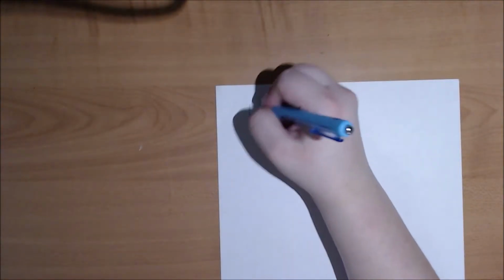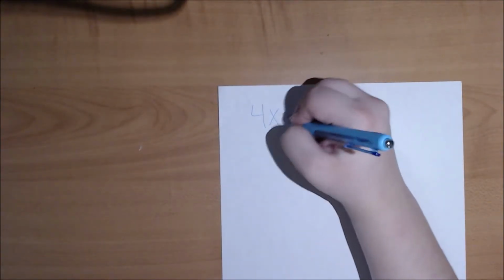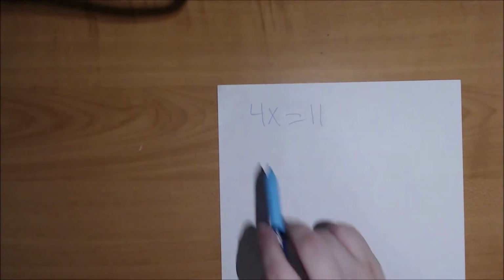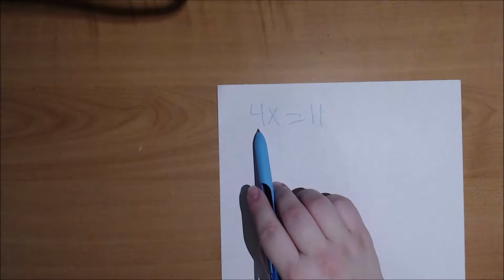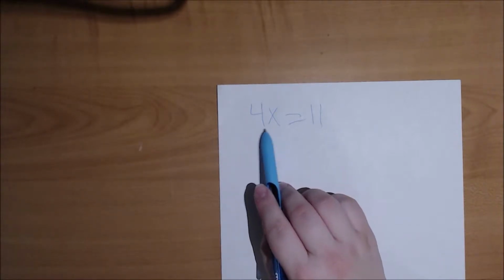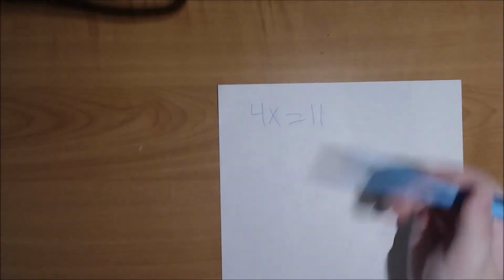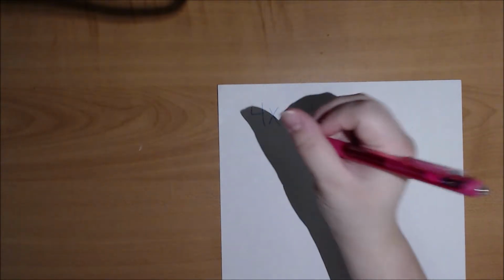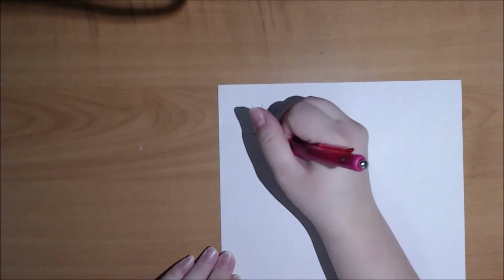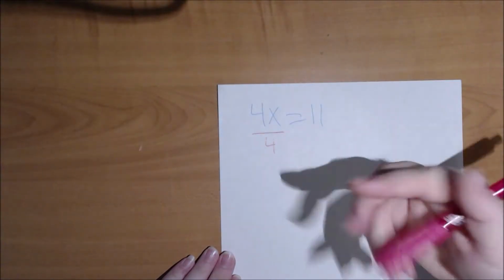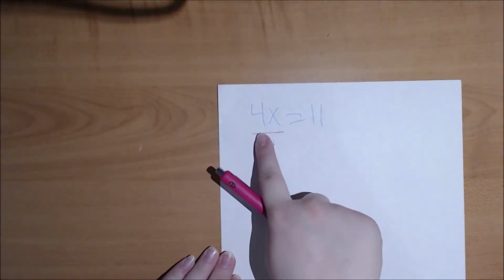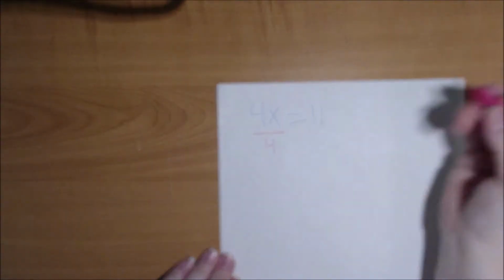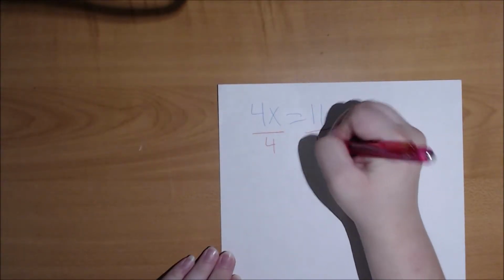So I have 4x equals 11. And doing this, if there's no symbol in between a coefficient and the x, we understand that it is multiplication. And the opposite of multiplication is division. So I'm going to divide both sides by 4. I'm always dividing by that coefficient, or the number that's attached to the x, right? I'm going to divide both sides by 4.